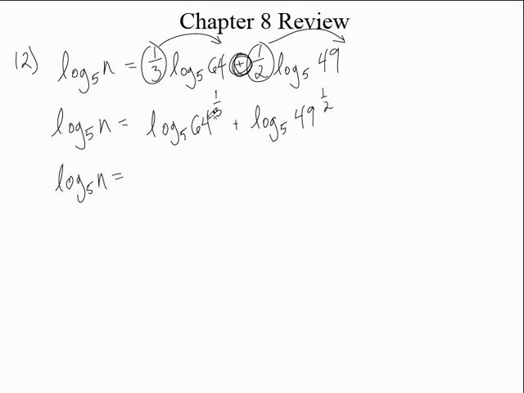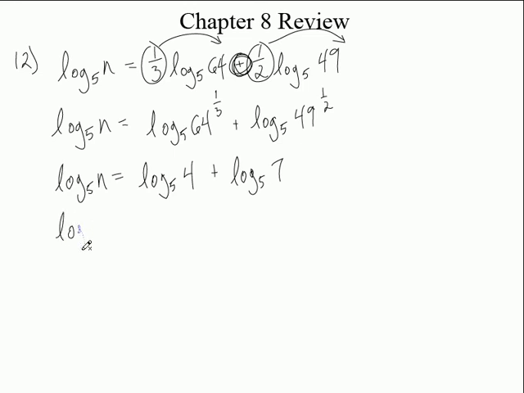Let's see what we can do now. This is 64 to the 1/3, which is the same thing as the cube root of 64. What is the cube root of 64? It's just 4, right? That's a number that you might be able to do in your head. If not, use a calculator to figure it out. So I'm going to show every step here. So it's log base 5 of 4 plus log base 5 of what? 49 to the 1/2 is the square root of 49, which is just 7.